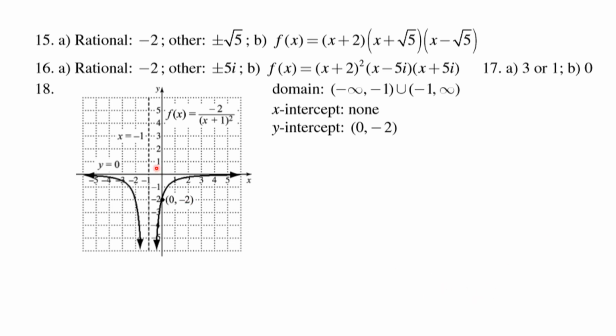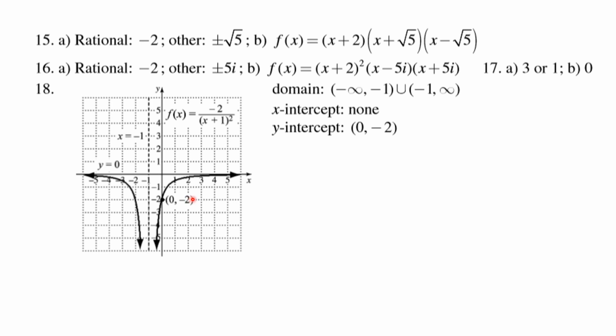Number 15, you should say rational and -2. The other is plus or minus root 5. For part B, it should be f of x is equal to this. Number 16, the answer is rational, -2, and plus or minus 5i, and this is the answer to part B. Number 17, a is 3 or 1, and b is 0.